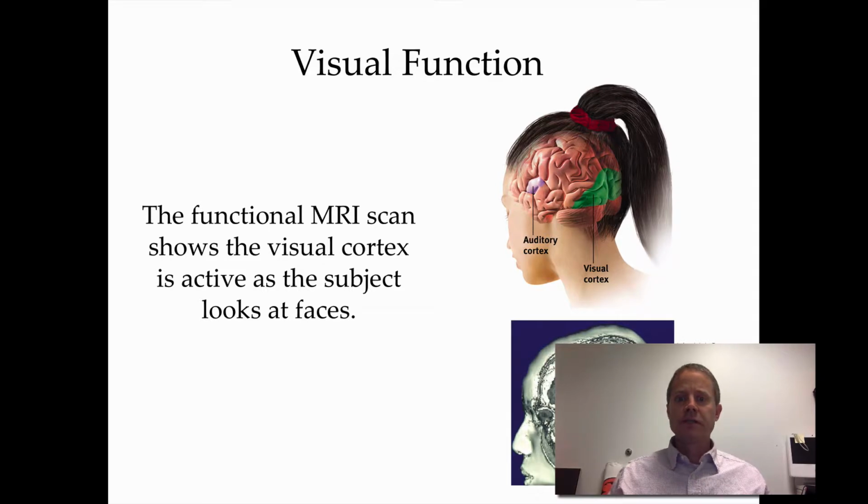Okay, where is vision processed? It's back here in the visual cortex, which just a minute ago I said was the occipital lobe. So you can kind of call it either one. An MRI scan will show that it is active when subjects look at a face. This is the MRI scan, and you can see how it's lighting up.